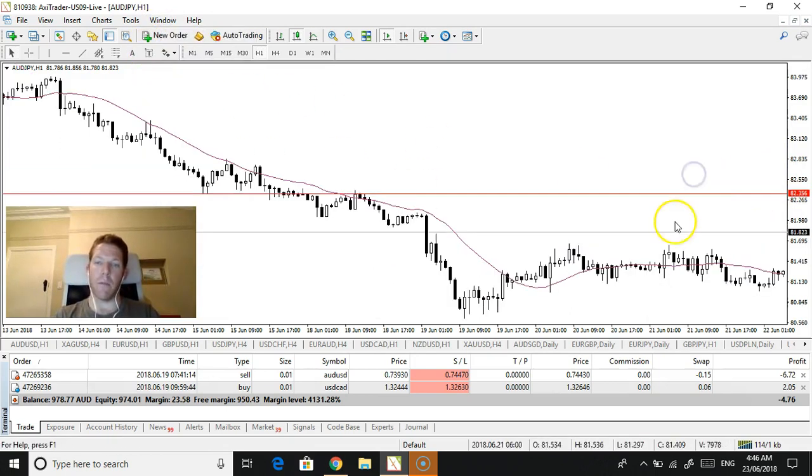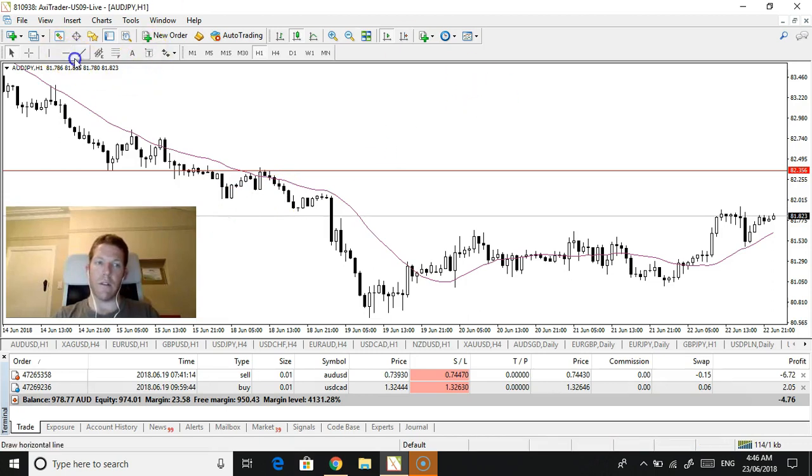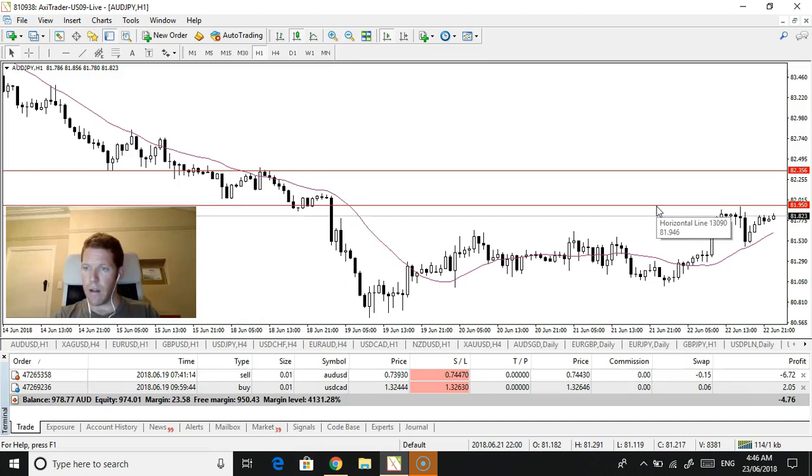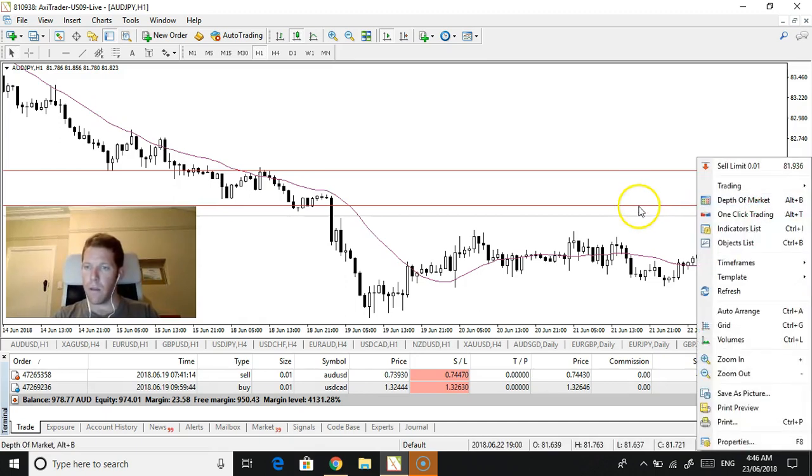So again, if we're talking entries, it'd be at this high, 81.95 or thereabouts. Wait to see what the candle does. I'll make this green.